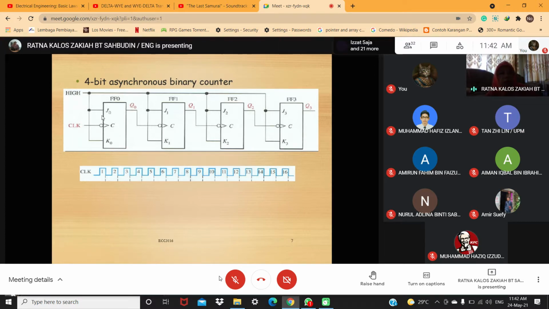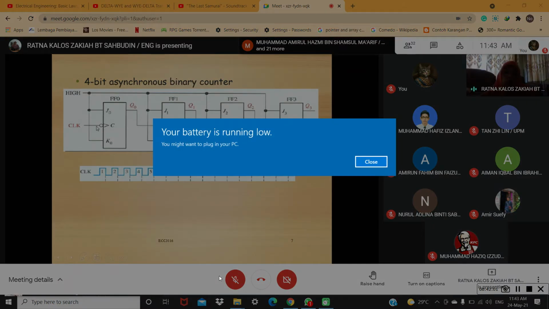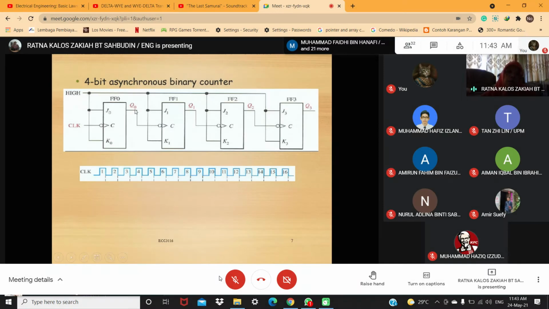And then you look at the clock there. The clock is negative, at the negative edge, because you have this bubble. So the clock is only applied to the first stage. The second stage clock comes from Q0. The third stage clock comes from Q1. The fourth stage clock comes from Q2. That is on the negative edge, so this is already drawn for you, the negative edge.